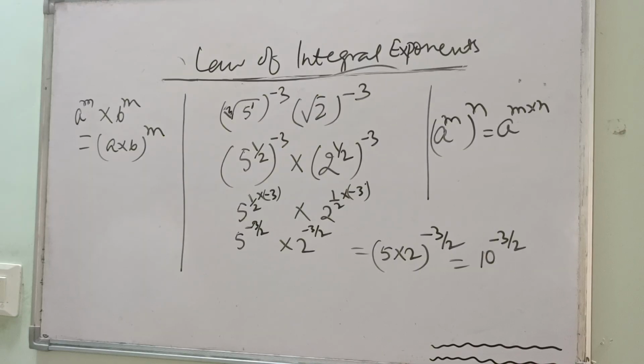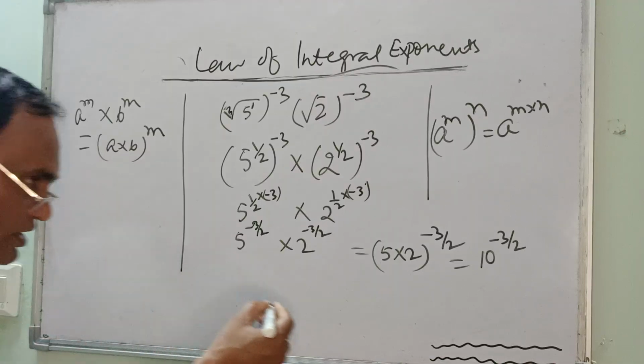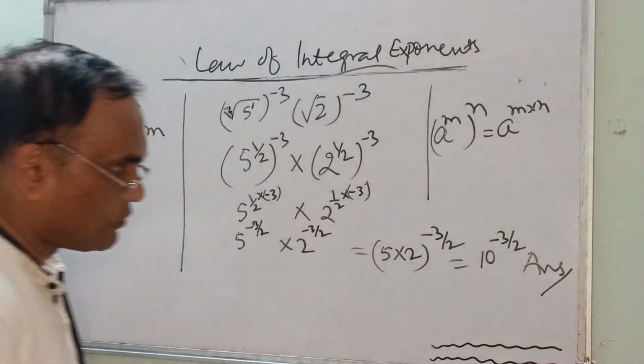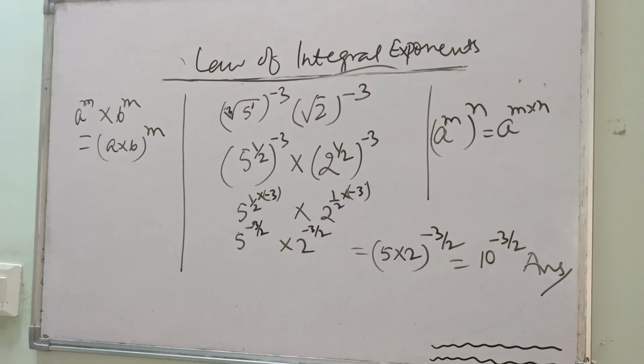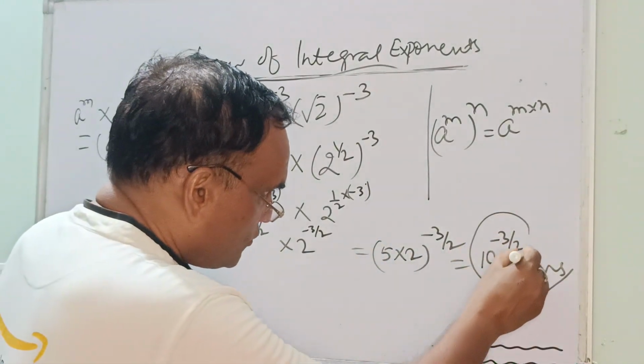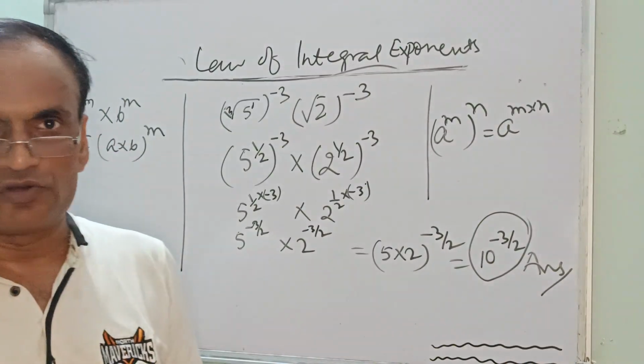10 to the power minus 3 upon 2. Can you write? This doesn't end here. We can extend this in another form. You can write here the answer also, there is no issue. But if you want more solution of this answer, we can provide another solution also.